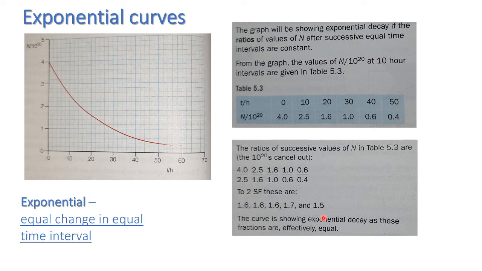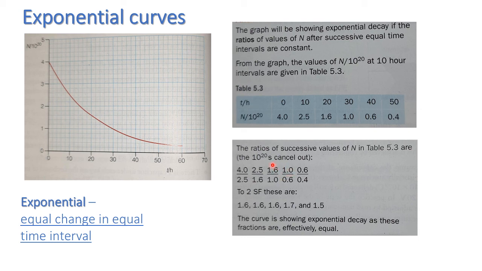Now I have introduced the word exponential curve. I told you that it is an equal change in equal time intervals. So let's look at the information. The graph shows exponential decay of the values n after successive equal time intervals. Very important: successive equal time intervals, and how n varies. These are the figures: time intervals 0, 10, 20, 30, 40, 50, and n values 4, 2.5, 1.6, like that. The ratios of successive values of n we can give now: 4 over 2.5, then 2.5 over 1.6, 1.6 over 1, 1 over 0.6 and 0.6 over 1.